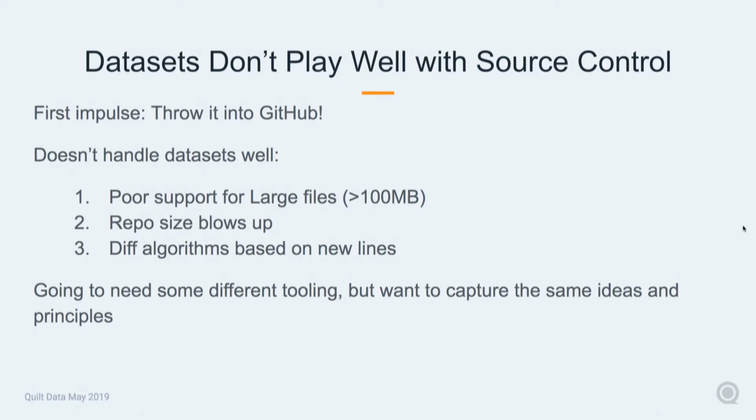GitHub has poor support for large files. Anytime you have a file over 100 megs, you can't put it in GitHub. The repo size blows up. It increases in proportion to the number of updates on your file and not the size of the files. So you can very quickly get massive repos that are going to slow down your development team. And the diff algorithms are based upon new lines, so they're not suited for binary file formats. So we want something that's going to give us the features of GitHub, but is really tailored towards data.